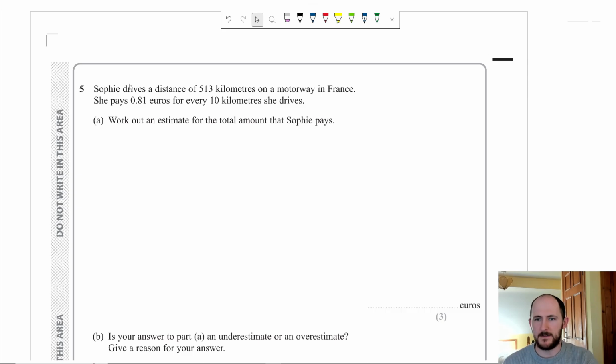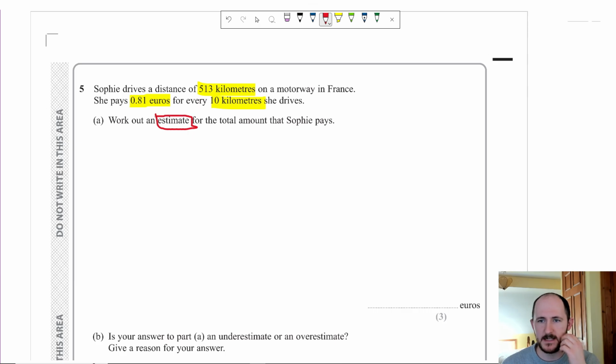With this question, we have Sophie drives a distance of 513 kilometers. So again, I'm going to highlight those numbers. She pays 0.8 euros for every 10 kilometers she drives. So again, making sure that we highlight the key information because remember, they will not give you information you do not need. It then says work out an estimate, and that's a really key word, estimate, for the total amount that she pays.